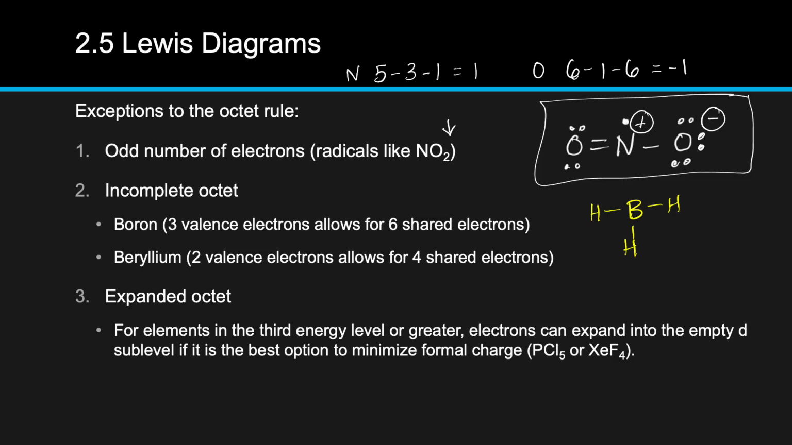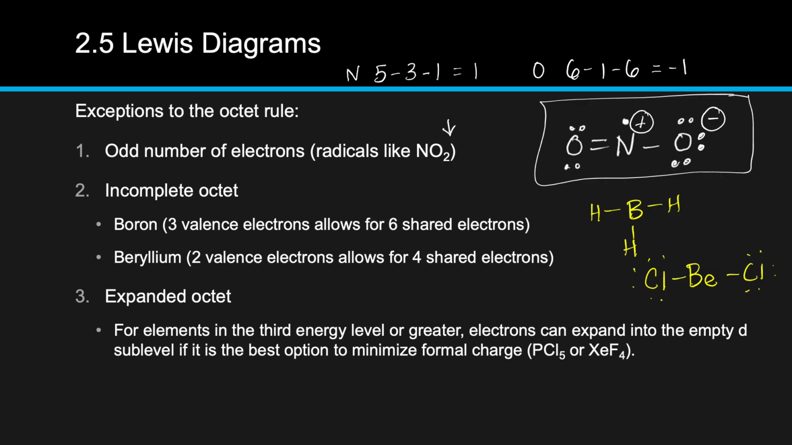And then same goes for beryllium. Beryllium only has 2 valence electrons. So if there was a molecule like BeCl2, each Cl would bond to the beryllium, but there would be no lone pairs on that beryllium.